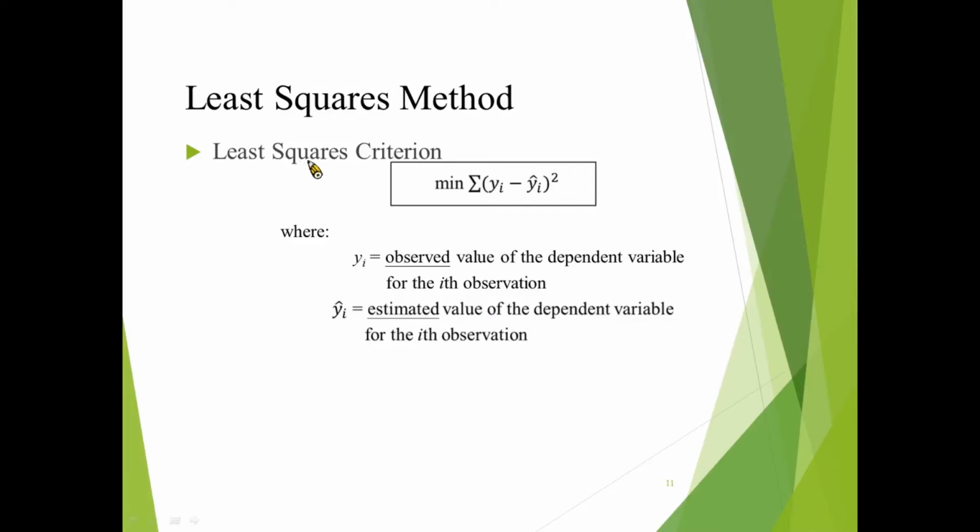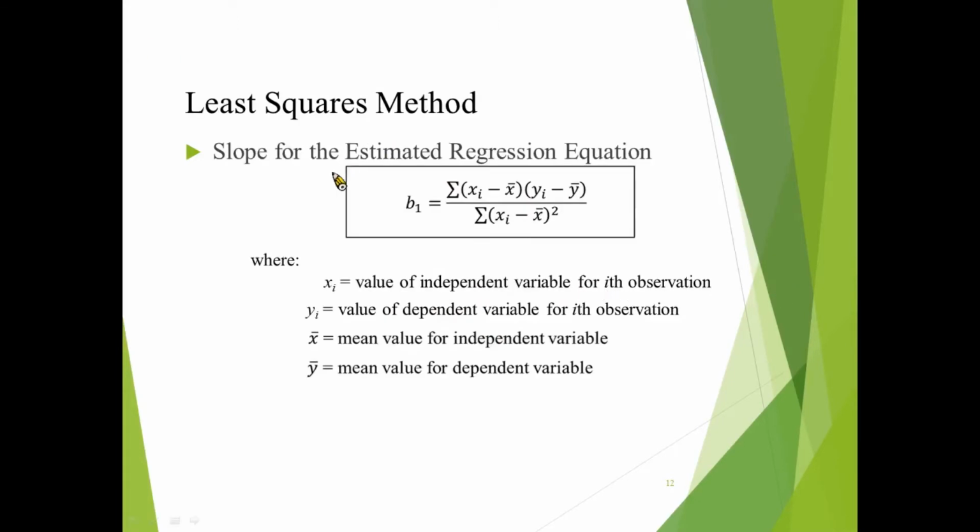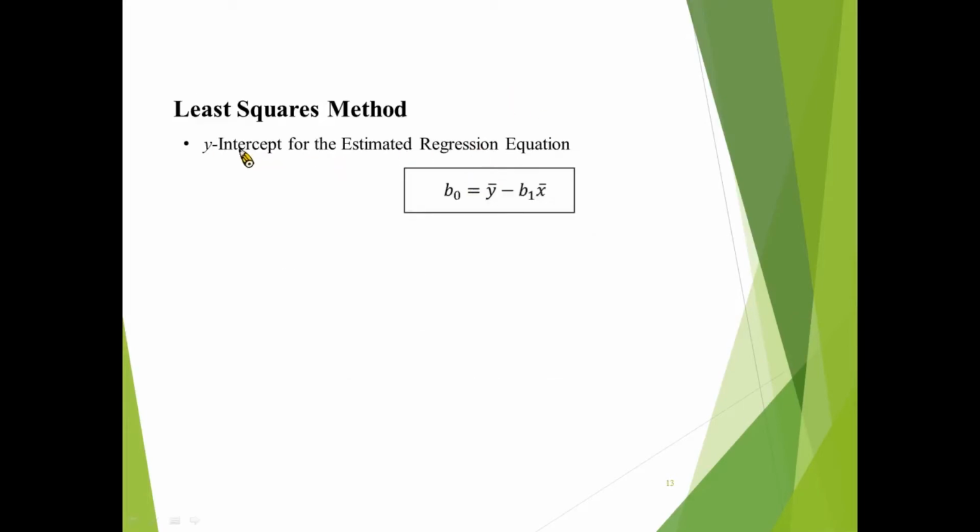This is the least square method. Here y hat is the estimated value of the dependent variable, and y i is the observed value. This is the slope for the estimated regression equation. You just need to know the formula, because in SPSS you can calculate these numbers. And this is the y-intercept.